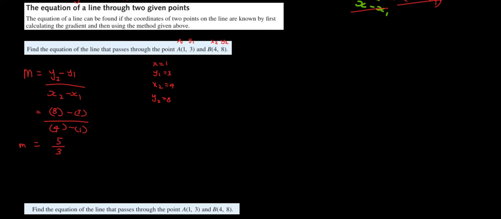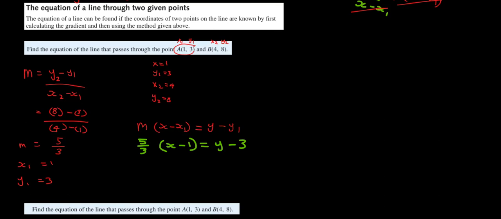We choose one point. You can choose this or that. I'm choosing A because they are smaller numbers. So we substitute that into our gradient intercept formula. Let's do that then, I'm going to do that in green. We've got 5 over 3, we've got x minus 1, and then we've got y subtract 3.